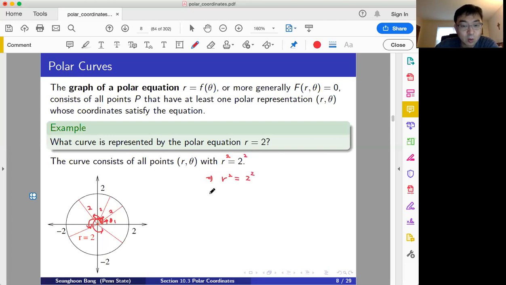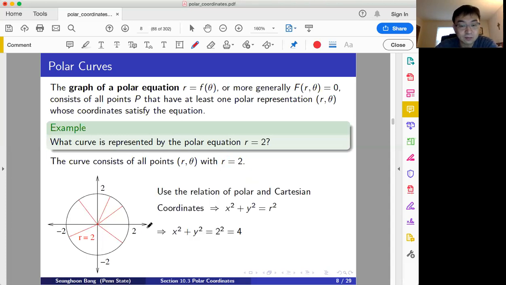What is r squared? Remember, we are going back to the connection between Cartesian and polar coordinates. r squared is exactly the same as x squared plus y squared equals 2 squared, which is a circle. That's right, the circle. So we have it. Does it make sense?